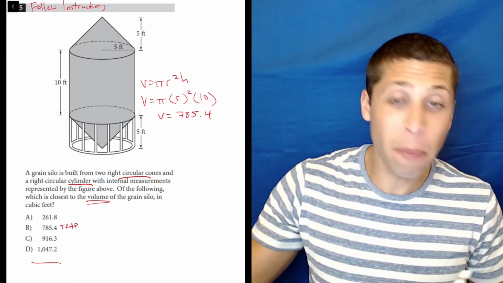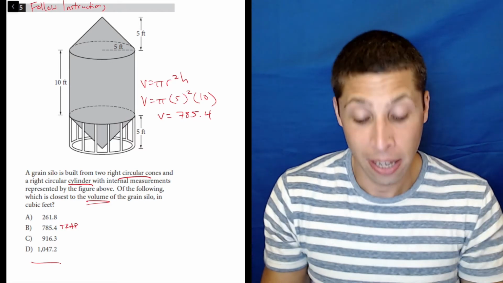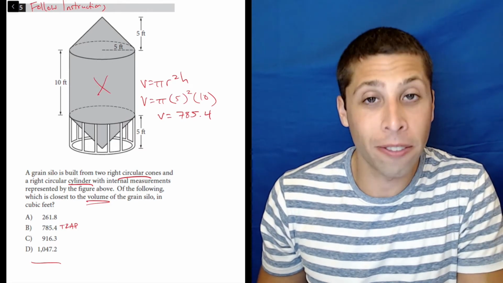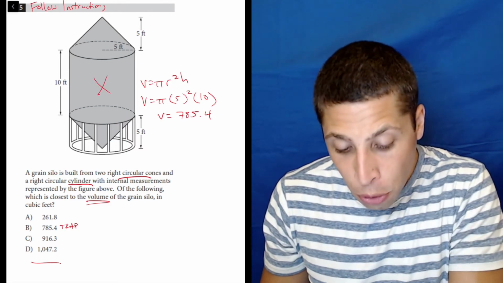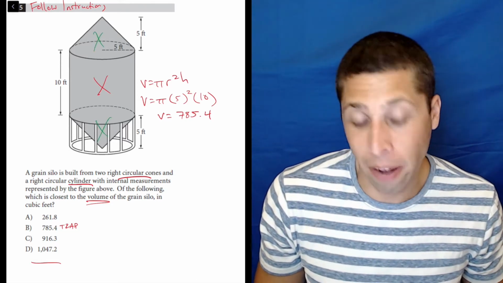Because they know that some of you are just going to find the volume of the cylinder and just be like, good, it's an answer, I'm done. But that's just one part of this. There's two more pieces. There's the two cones that we have to not forget about.